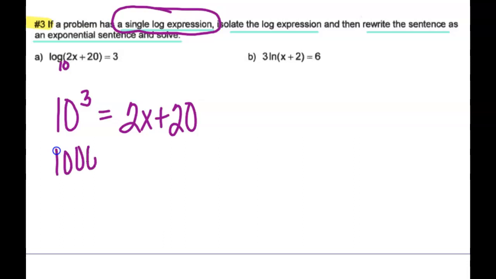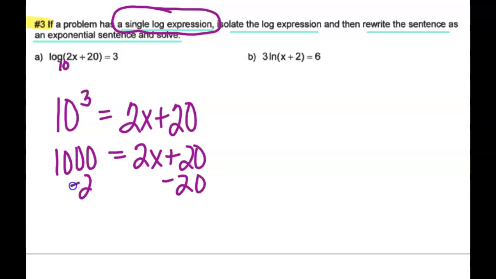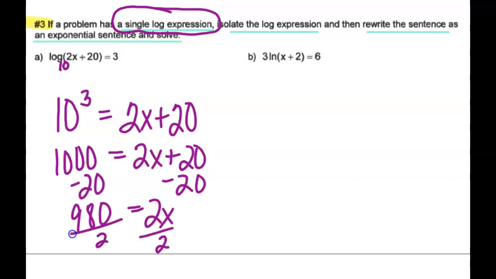This is 1,000. We need to subtract 20. I think that's 980. And then we need to divide by 2, which I believe is 490.